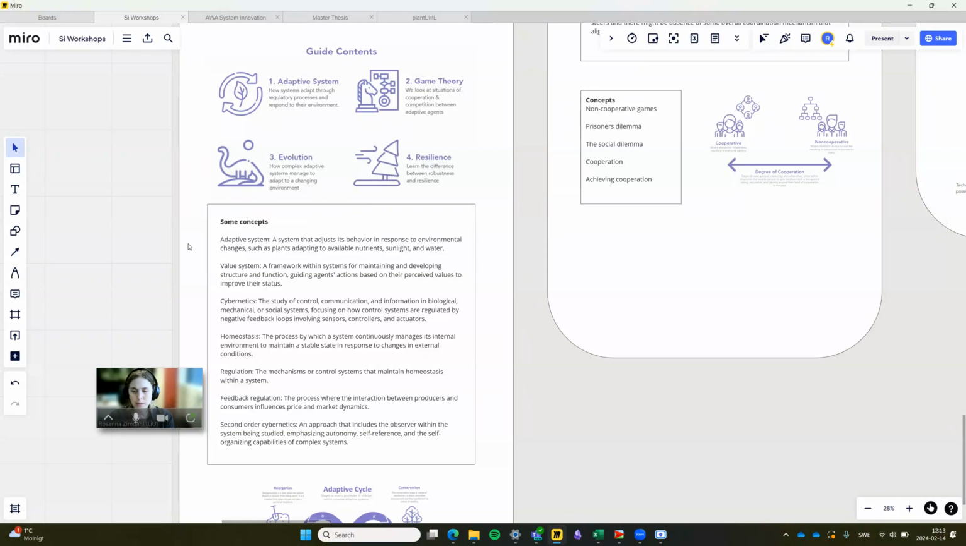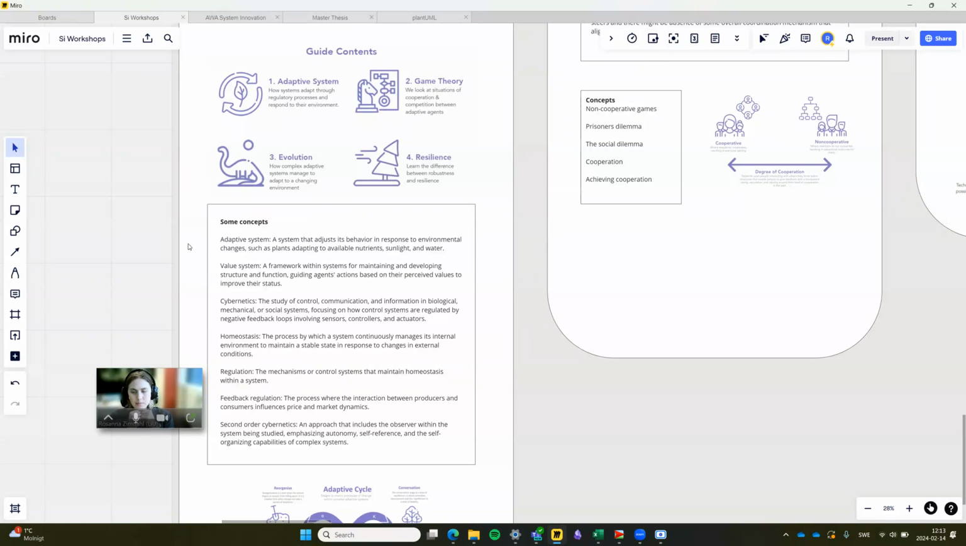It can be producers and consumers deciding the price depending on their engagement and who's buying what. It can also be a tree and a bird, so they have some feedback related to them. So if there's a lot of trees with bird food, there might be more birds. But if there are a lot of birds, there might be less new trees. So that's the feedback.